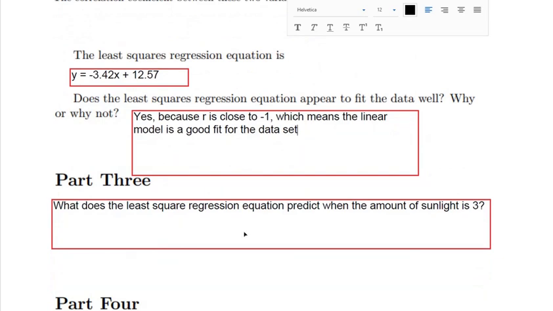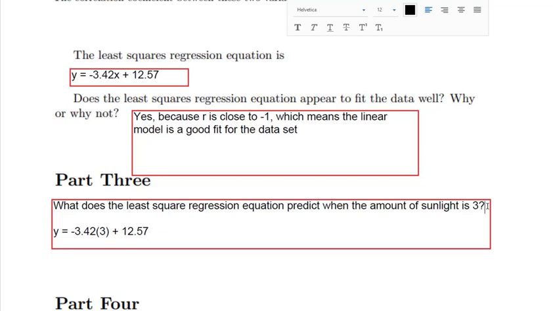And then part 3 says, what does the least square regression equation predict when the amount of sunlight is 3? All you have to do for this is plug in 3 in for the x variable and simplify. And that's all it would be predicting. So you show me this math and you've got it.